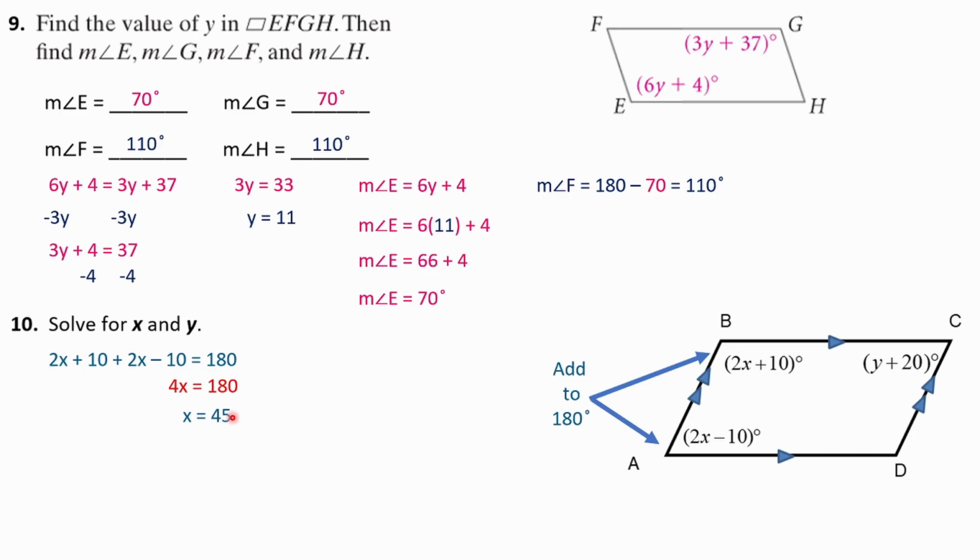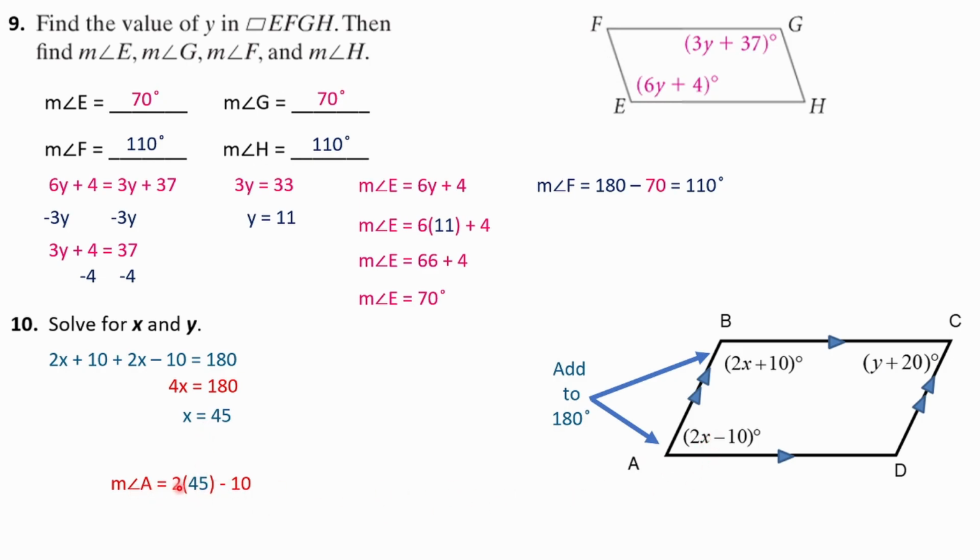Now I need to figure out what the value of y is. Notice that it doesn't ask me for the actual angle measurements, just the variables this time. So I'm going to use angle A here because angle A and angle C are congruent to one another. So if I know what angle A is, I can use that to solve for y using angle C. So I'm going to plug 45 into that expression.